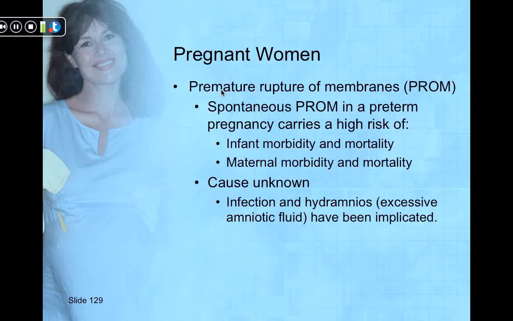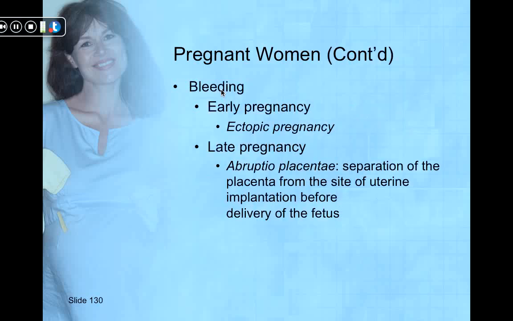Pregnant women, premature rupture of the membranes. Obviously if we can't carry our baby to term, infant morbidity and mortality is up, as well as that to the mother. Sometimes the cause is unknown. It can be due to excessive amniotic fluid, infection, something going on with the mother like HELLP syndrome, or maybe trauma.